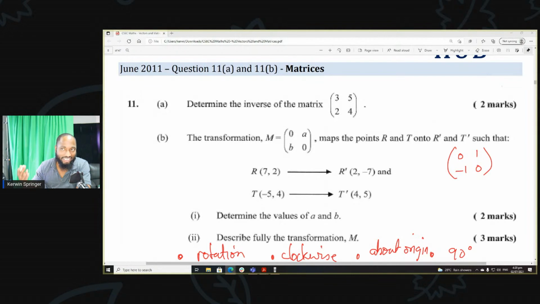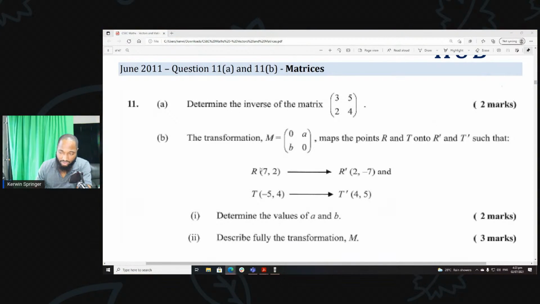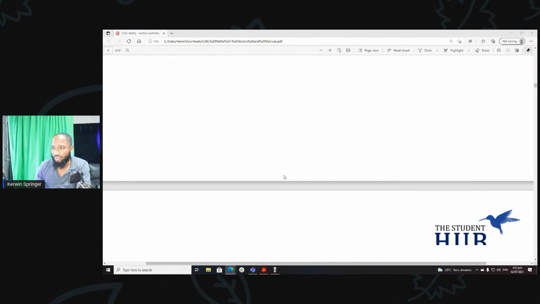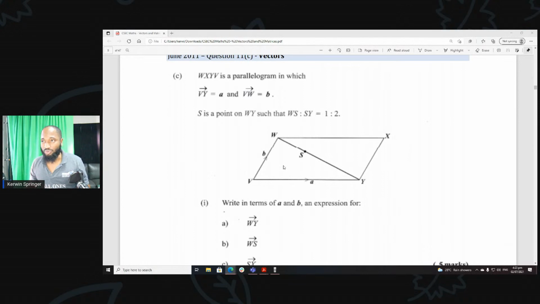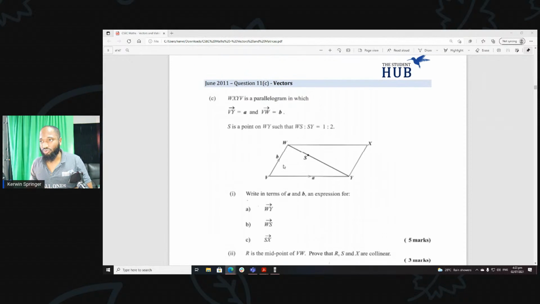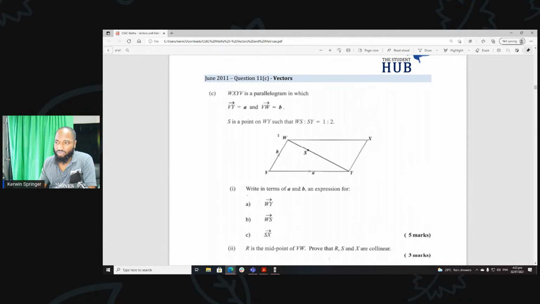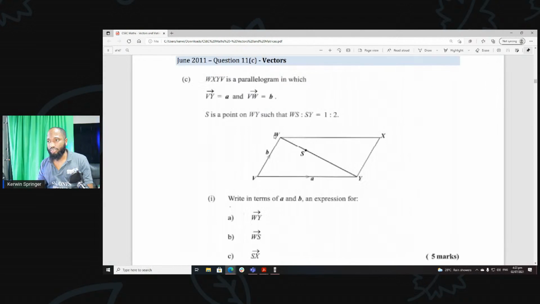And you need to say the rotation. Here we go again, more vectors. How do you feel about that? We're now on 2011 June. So what I could do is take this worksheet and dump it in the Student Hub Discord server, so I could just vibe with this, once I get the chance after my maths class.